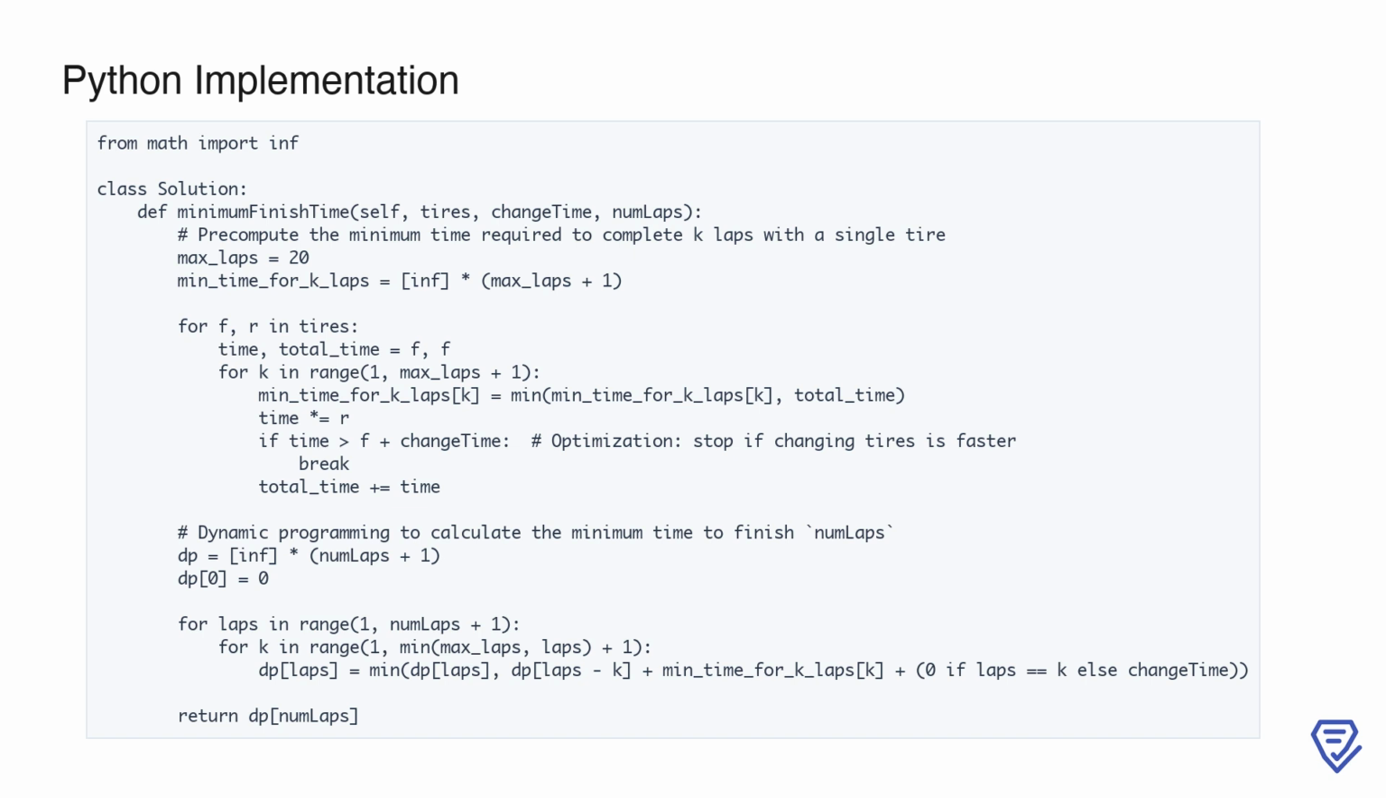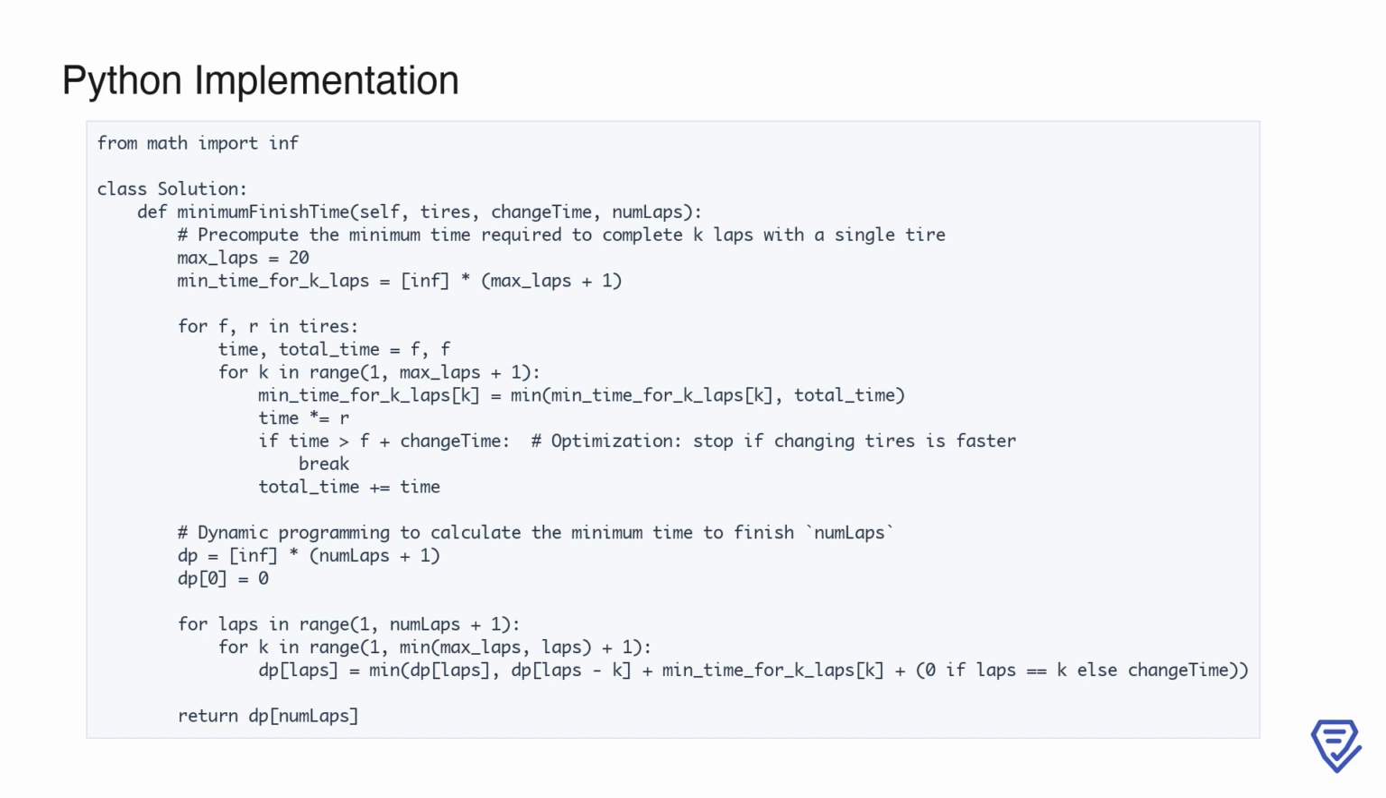2. Dynamic programming initialization. We set up a dp array where dp[i] represents the minimum time to complete i laps. dp[0] is initialized to 0 since no time is needed for 0 laps.